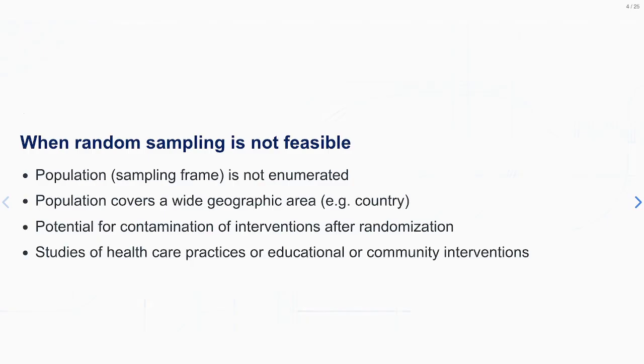There are circumstances when random sampling is not feasible, when the population as a whole cannot be enumerated, when the population covers a wide geographic area. So for example, if we're looking at the whole country, there are also circumstances under which the potential for contamination of interventions after randomization can occur. And so in such cases, we may not be able to randomly sample. Studies of healthcare practices or educational or community interventions can also not use random sampling.